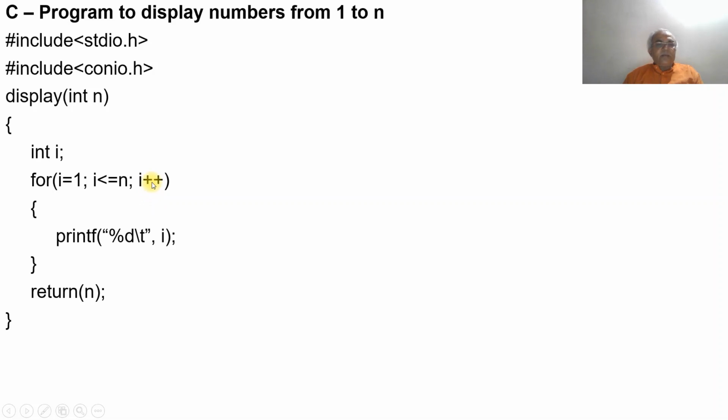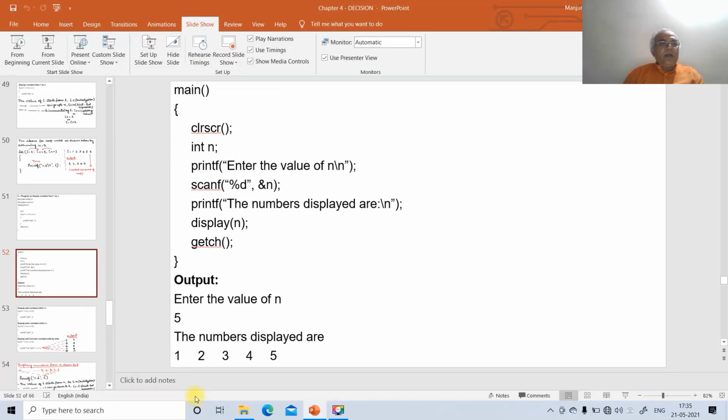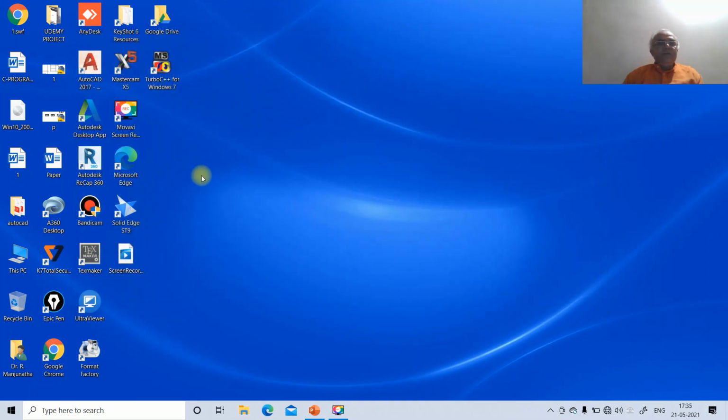Then it comes to 5. Is 5 less than or equal to 5? Yes, it prints that number. 5 plus 1 becomes 6. Is 6 less than or equal to 5? No. So it comes to return n, comes out of the loop, and then comes to the getch function, and then prints these 5 values. So this is how the program is executed. So let us see how this works in our C program. To do that, first we will go to Turbo C++.